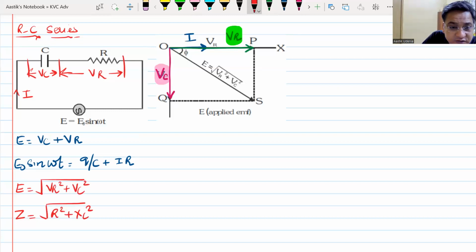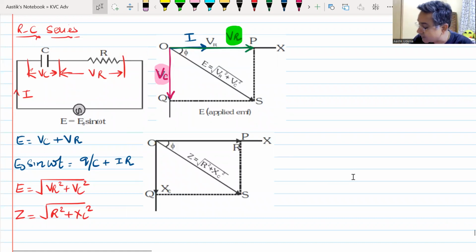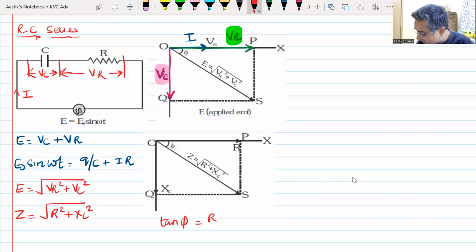Do we understand this, or has this gone above our head? Everyone got this? Yes. Now you can see it very clearly that the value of tan of phi, you can write it as R by XC. You can also write it as VR by VC. Yes or no? Again, I'm talking about the RMS value. Yes, sir.